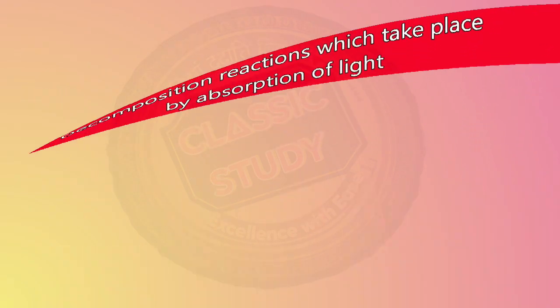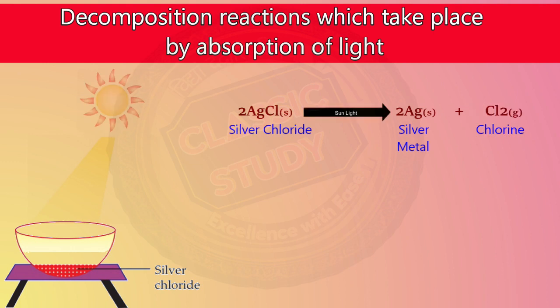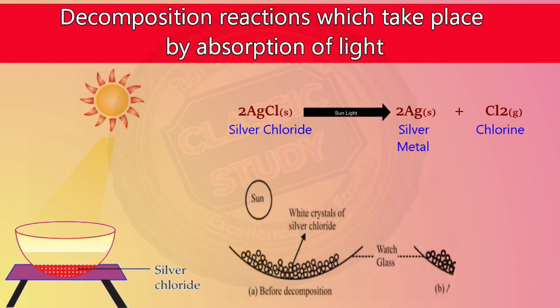Next are decomposition reactions which take place by absorption of light. Silver chloride, when exposed to sunlight, undergoes photodecomposition, that is, 2AgCl, silver chloride, decomposes to form 2Ag, silver, plus Cl2, chlorine. So AgCl, which is silver chloride, is whitish in color, and when it undergoes decomposition, the color of the substance changes to grayish, which is the silver. This is an example of photodecomposition.